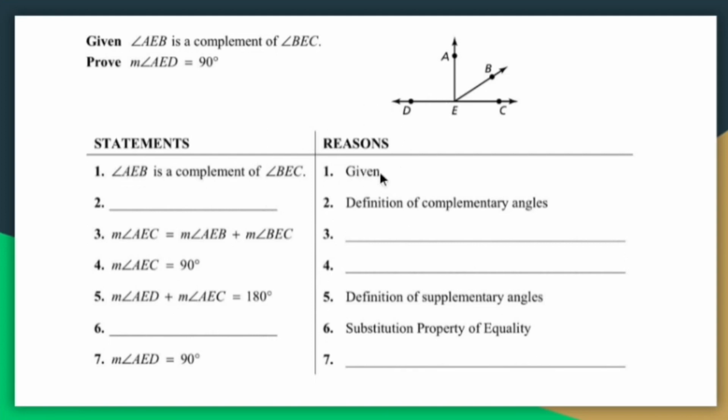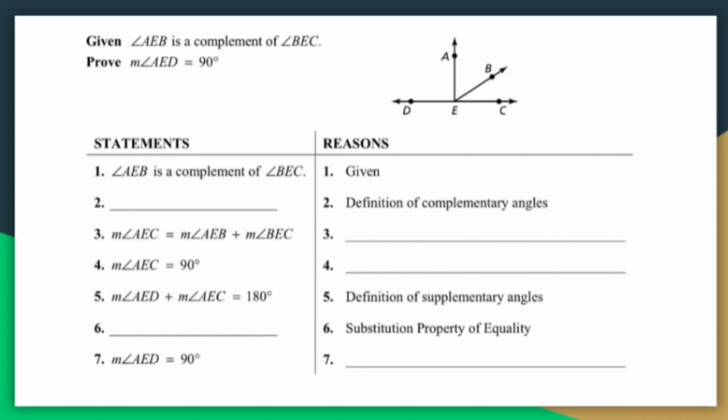Step number 1 is always your given. So there you have it. Step number 1, AEB is a complement of BEC. That was my given. My reason is given. 90% of the time, 99% of the time, your first step in a 2-column proof is going to be your given. So let's not burn too much brain energy on that. Step 2, statement 2 is, I don't know. But it says the reason is definition of complementary angles.